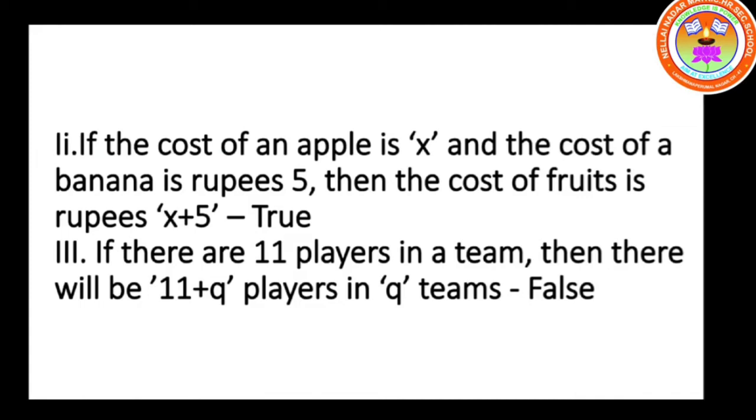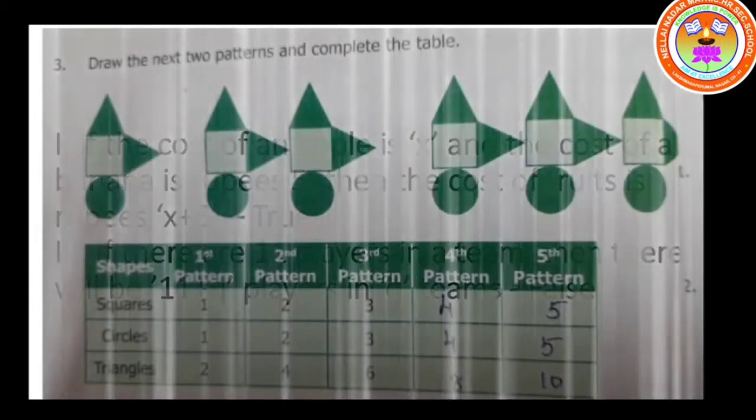Now next, third subdivision. If there are 11 players in a team, then there will be 11 plus Q players in Q teams. Is it true or false? Of course it is false, because in a team there are 11 players, so in Q teams the answer will be 11Q, not 11 plus Q. So the answer is false. Okay children, now let us move on to problem number 3.